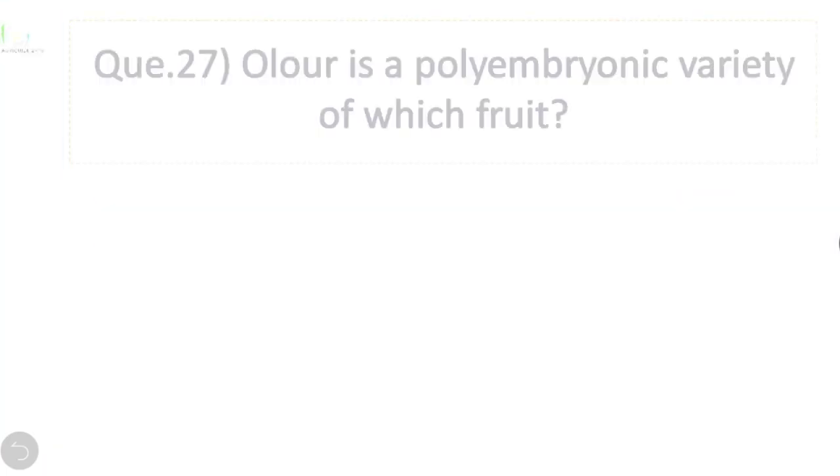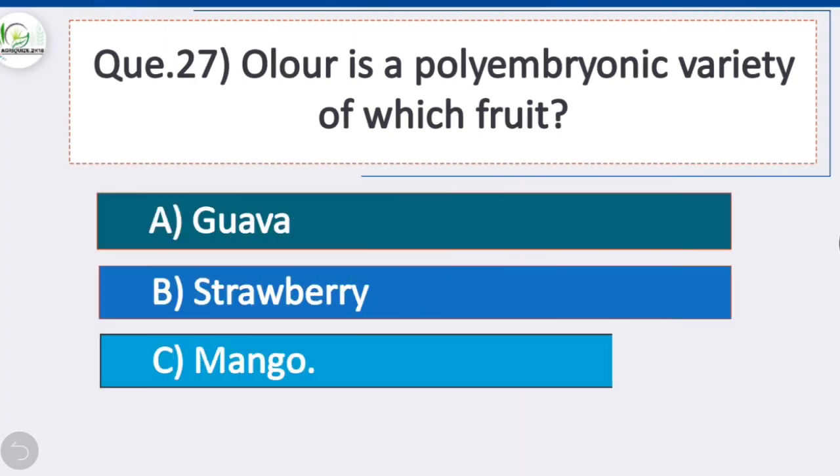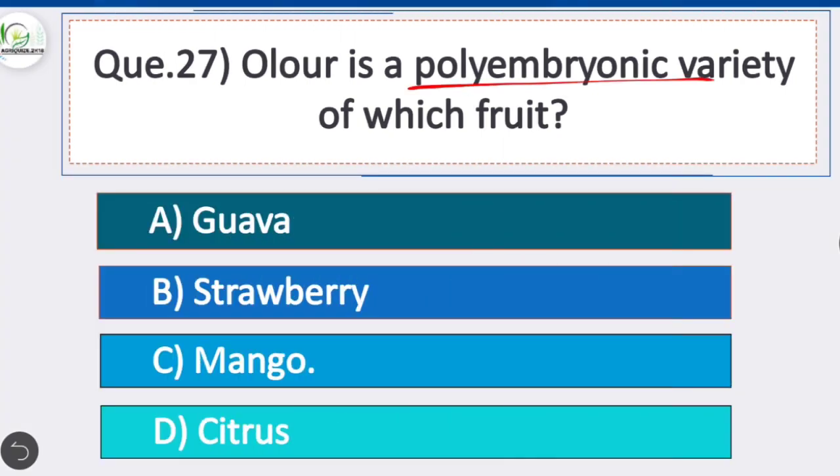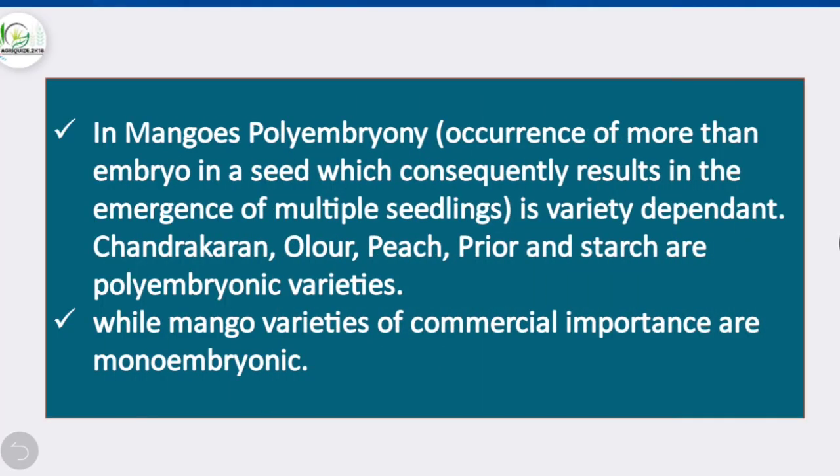Next question, question number 27. Alphonso is a polyembryonic variety of which fruit? Option C, mango. In mangoes, polyembryony is variety dependent. Chandrakaran, Olour, Peach, Pryor and Starch are polyembryonic varieties. Polyembryony means occurrence of more than one embryo in a seed, which consequently results in the emergence of multiple seedlings. While mango varieties of commercial importance are monoembryonic.